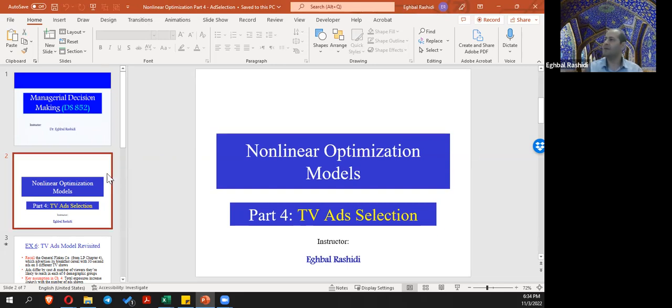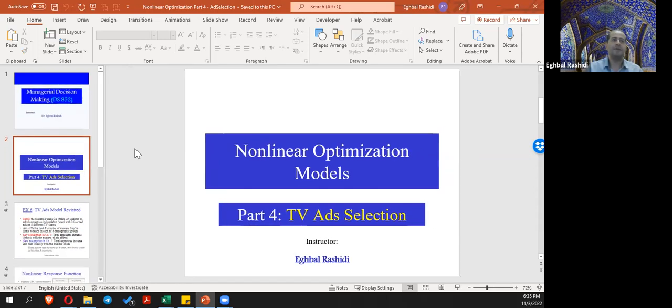The first one, we did a couple of weeks ago if I remember correctly. This is the TV ads model. We did it for a linear function, and we did it also for a natural logarithmic function. Today we're gonna do it for an exponential function. And we're gonna do some other applications such as investment portfolio optimization and facility location. Okay, so let's get started with the ad selection model.